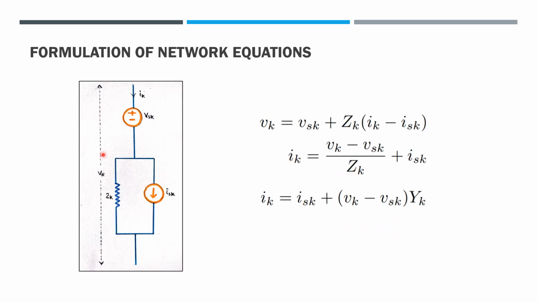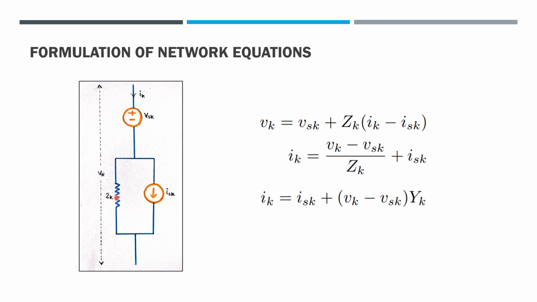This figure represents a generalized kth branch of network. Voltage across this branch is Vk and current through this branch is Ik. Value of voltage source in kth branch is Vsk. If it doesn't contain voltage source, then Vsk is equal to 0, otherwise it will have some value. Value of current source in kth branch is Isk. If it doesn't contain current source, then Isk is equal to 0, otherwise it will have some value.